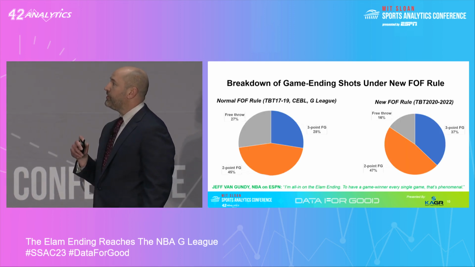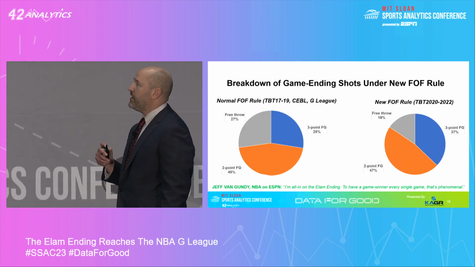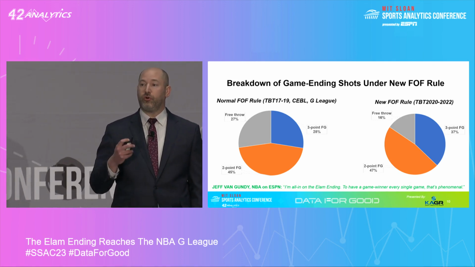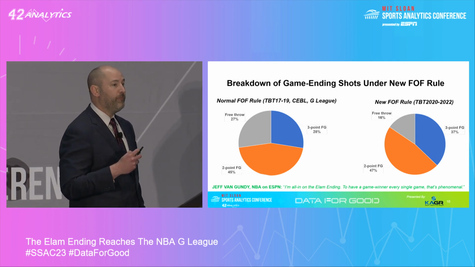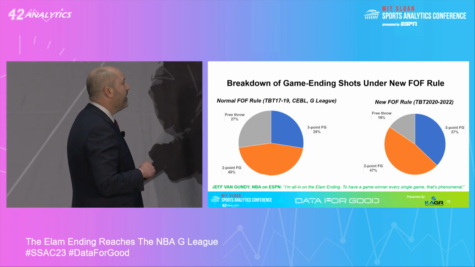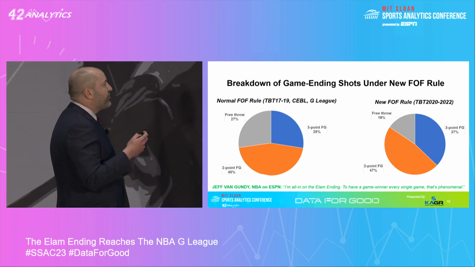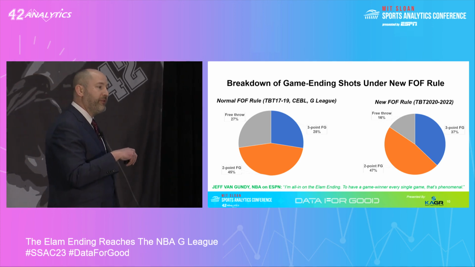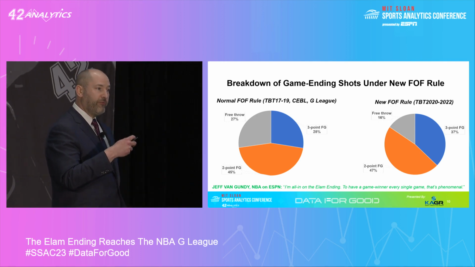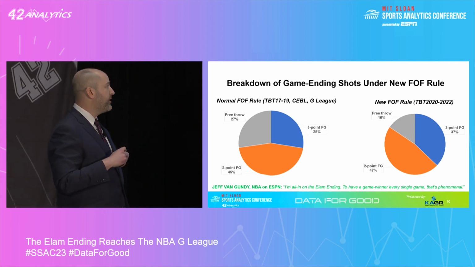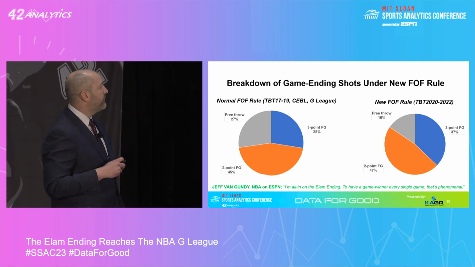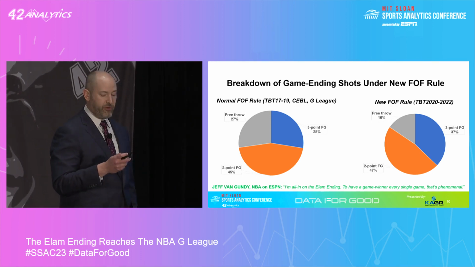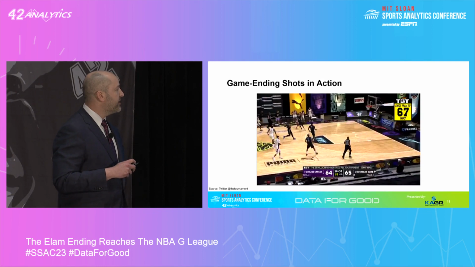So now let's look at this comparison again of how games are ending. On the left, we're going to look at leagues and events that use a traditional foul on the floor rule, and you see the pie chart there. But now we compare that to the right. This is just TBT since 2020, since they've implemented that rule change where a foul on the floor, again, is one shot and the ball instead of two free throws, and it has that effect of reducing the percentage of games that end on a free throw. So let's see this rule in action.